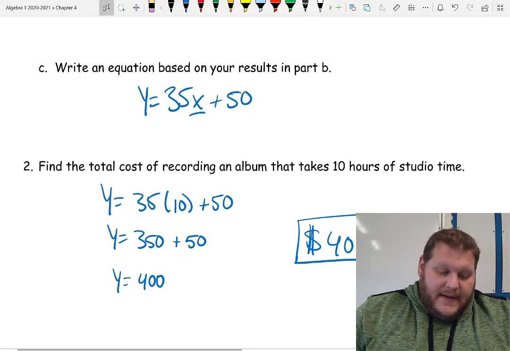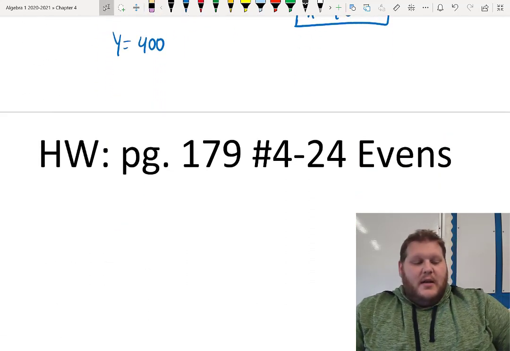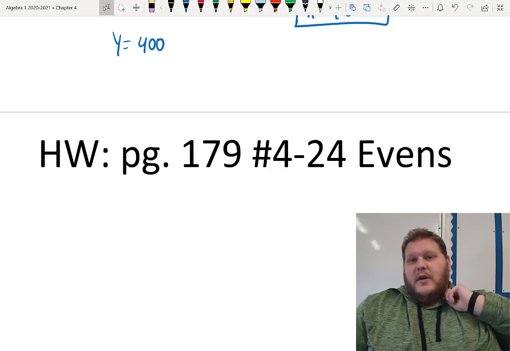All right, that's a little bit of everything. The homework right there is on page 179. You guys are doing 4 through 24 evens.